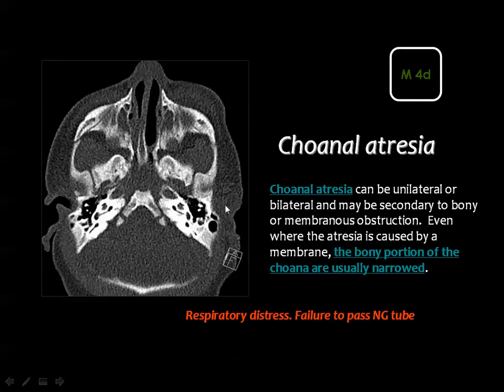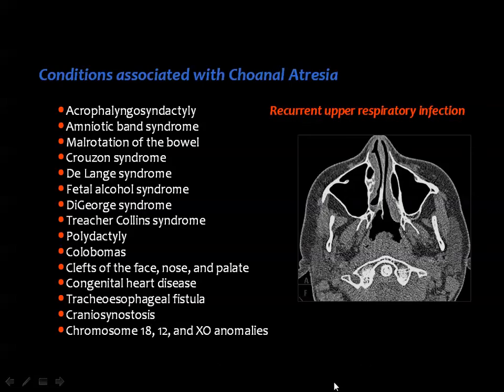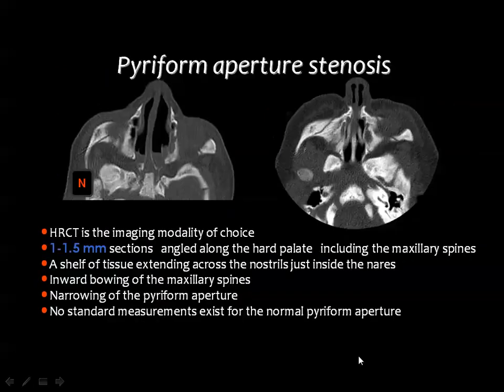And here you can see bilateral membranous atresia. Of course, the posterior choana is usually narrowed, and then you can see some membrane here which is obstructing it posteriorly. Then these are 2 examples for bilateral osseous choanal atresia and bilateral membranous atresia in another patient. And there are a lot of associations with the choanal atresia, many of the syndromes and anomalies in the craniofacial region. And I don't need to bother you with this.